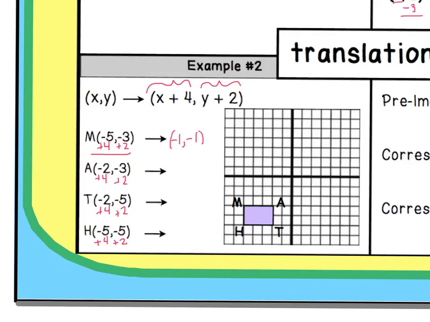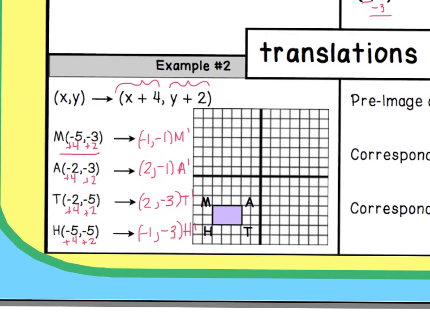So negative 2 plus 4 would give us 2. Negative 3 plus 2 would give us negative 1. Negative 2 plus 4 would give us 2. Negative 5 plus 2 would give us negative 3. Negative 5 plus 4 would be negative 1. Negative 5 plus 2 would be negative 3. So we would have M prime, A prime, T prime, and H prime.